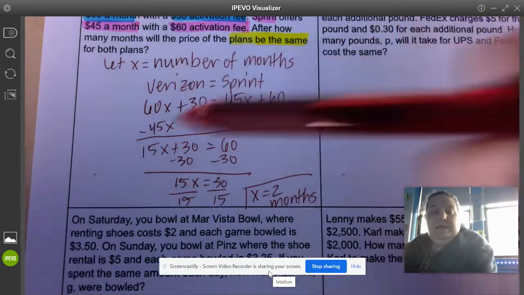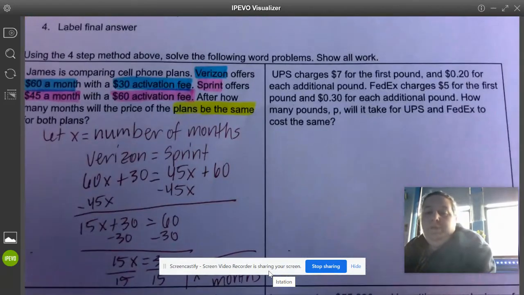So this is the expectation with a word problem. Okay. I'm going to do this next one with you and then give you your practice.